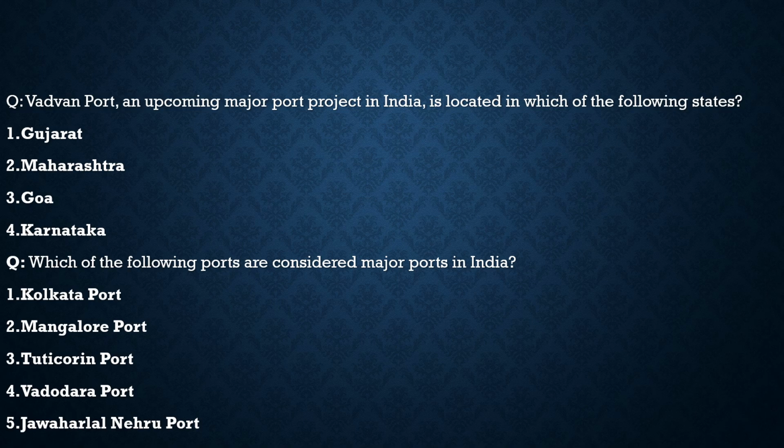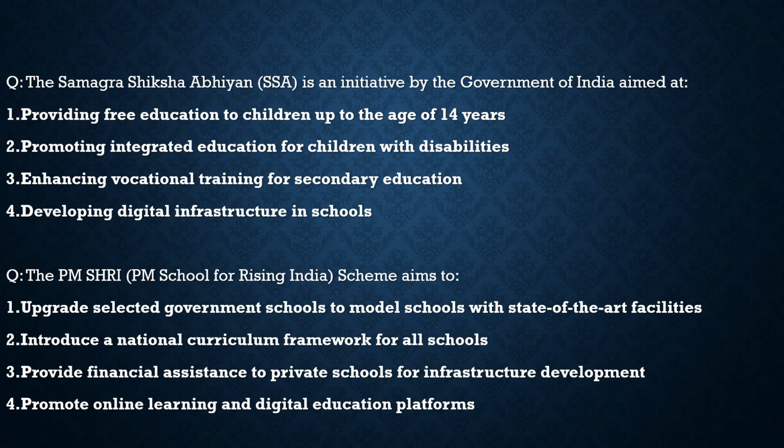So from this question, the major ports which are in the options are option 1, that is Kolkata port, option 3, that is Tuticorin port, option 5, that is Jawaharlal Nehru port. So the correct option is option 1, option 3, and option 5. With this, let's move to another. It is about the Samagra Shiksha Abhiyan. We discussed the tussle between the Tamil Nadu government and the central government, and what the education ministry demands from the Tamil Nadu government. So we discussed that. Now let us form a question from this article.